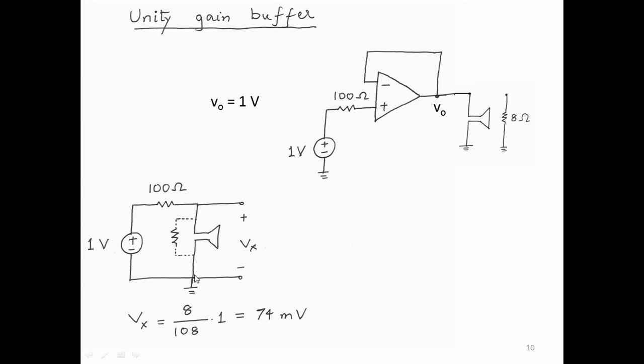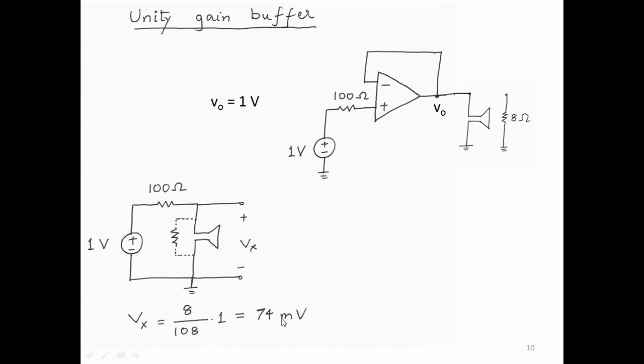So now what is the voltage across the speaker? What is the voltage that the speaker sees that it is going to convert to sound? This is 100 ohms, 8 ohms, so this is a simple voltage division. We say Vx is equal to 8 divided by 100 plus 8, times 1 volt. That turns out to be 74 millivolts. So what happened? I wanted the 1 volt to drive the speaker, but because of the source resistance, the actual voltage that appears across the speaker is only 74 millivolts.